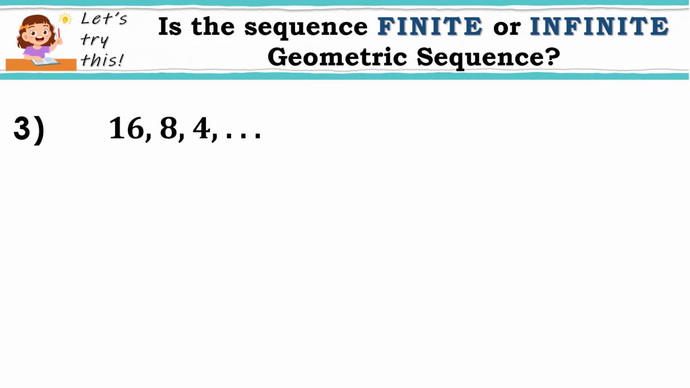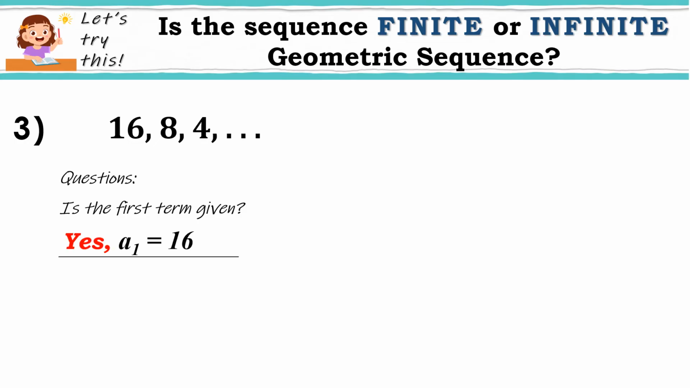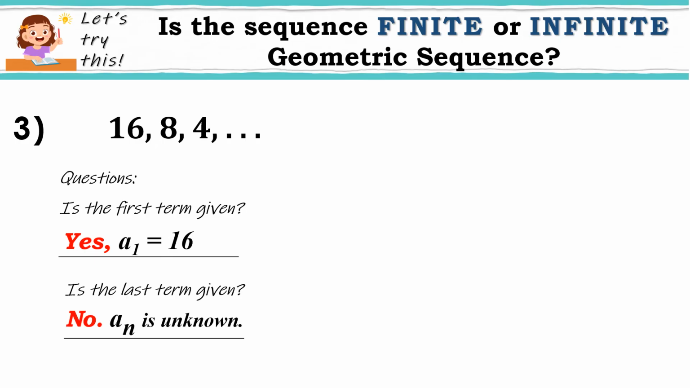Okay, number 3. What about 16, 8, 4, so on and so forth? So, to make it sure, we need to answer the questions. Is the first term given? Obviously, yes. The first term is positive 16. How about the last term? Is the last term given? No. The last term is unknown.